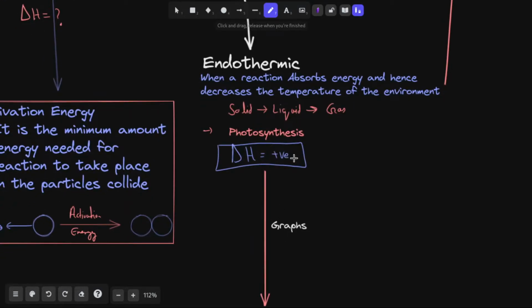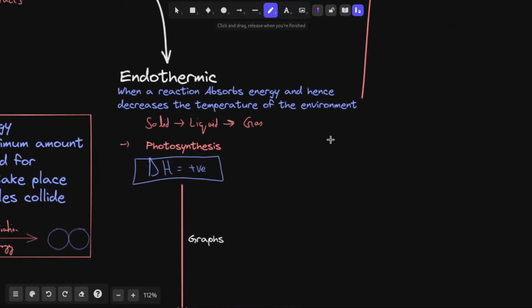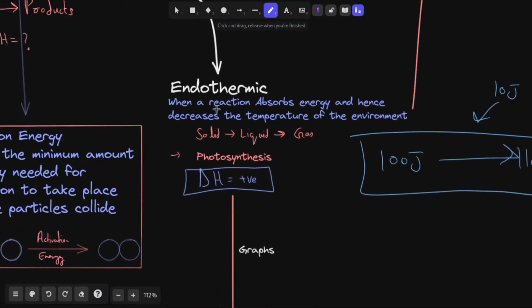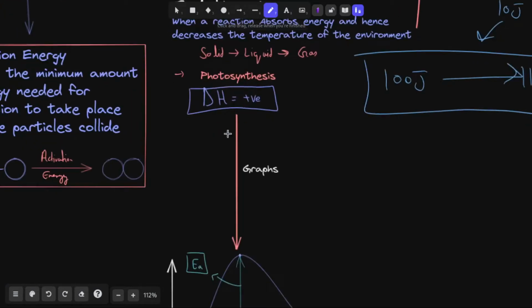So delta H is positive. Why is it positive? Because you can think of it as 100 joules of reactants. Your reactants in total had 100 joules, and at the end of the day, they became products and had 110 joules. Where did this 10 joules come from? It must have come from the environment. So since it has taken the joules, it has taken the energy, that means that this is an endothermic process.